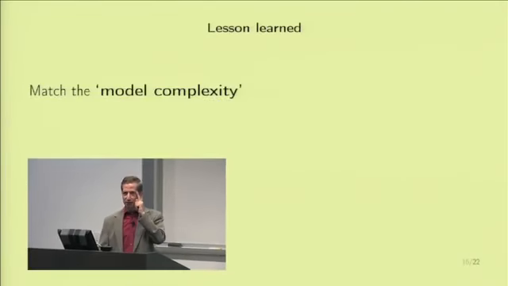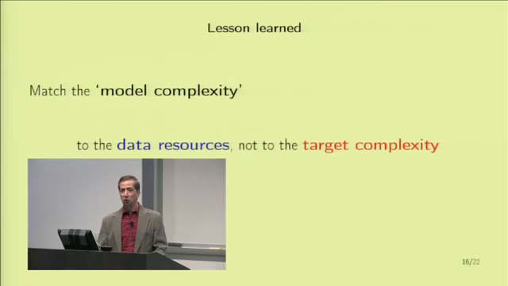So the lesson learned, if I want to articulate it, is that when you are in a learning situation, always remember you are matching the model complexity to the data resources you have, not to the target complexity. I don't know the target, and even if I knew the level of complexity it has, I don't have the resources to match it, because if I match it, I will have the target in my hypothesis set, but I will never arrive at it.